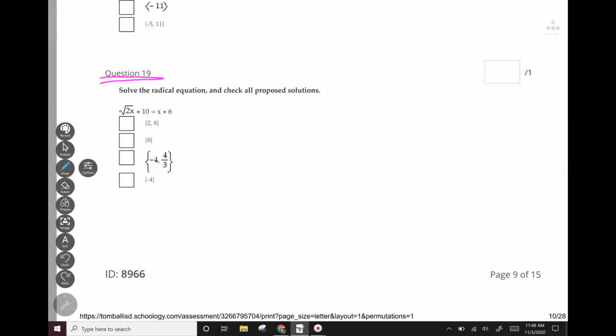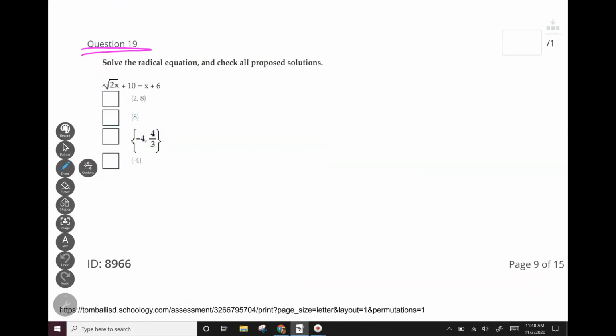All right, question number 19. Okay, solving a radical equation. So you want to isolate the radical first. So subtract the 10 to the other side. Always isolate the radical before you do anything else. Okay, and then we want to square both sides to get rid of that radical. So squaring that whole thing there gives me 2x equals.